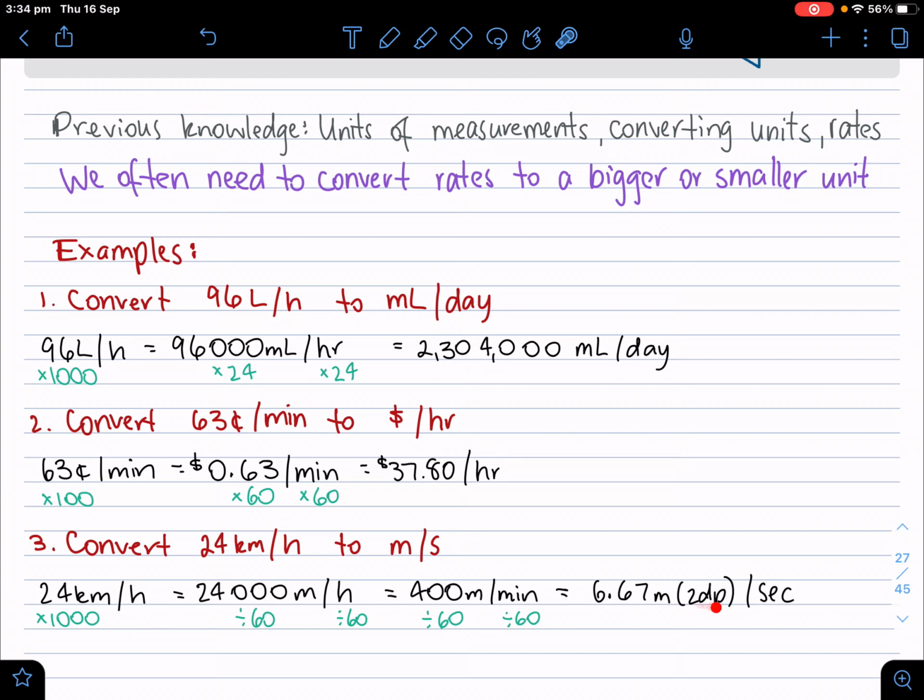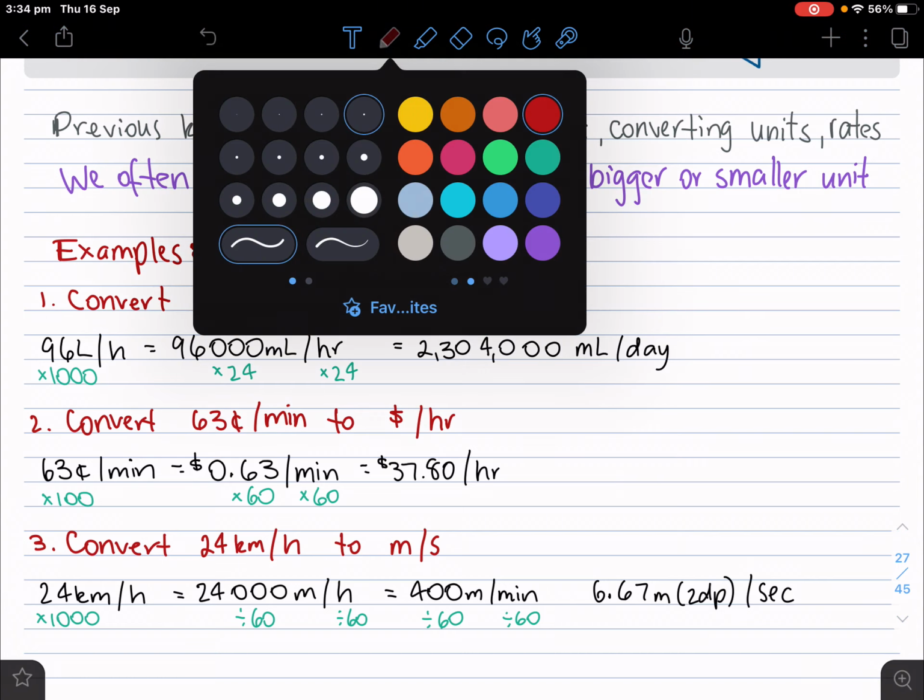So now I had to round that off. You can leave it as a fraction, but when we're dealing with real measurements, it's good to see it in a real measurement form: 6.67 meters approximately per second. So we need to change that equal sign to an approximate sign.